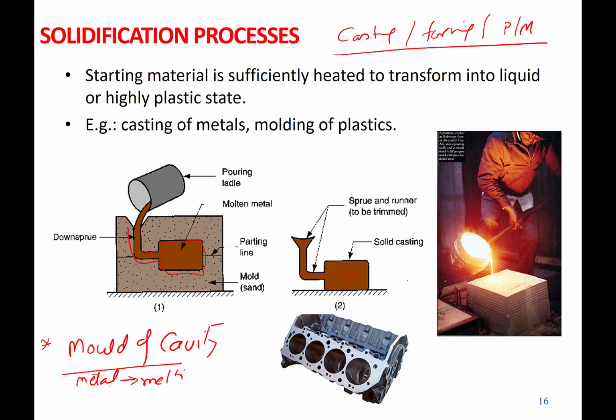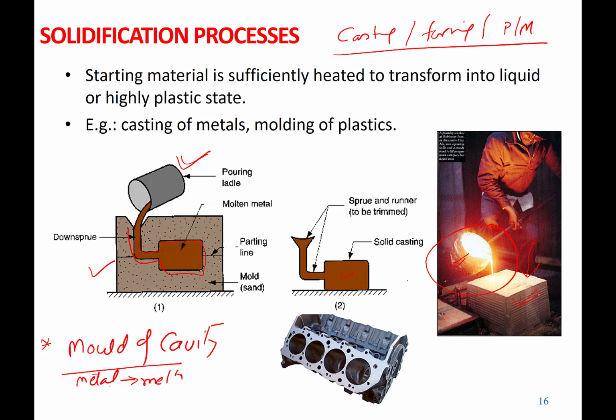So this molten metal, in this diagram you can see the molten metal received from the furnace in this ladle. This is called a ladle. It is being poured into the mold. So this is the mold having the desired cavity, and this is the pouring ladle through which we are pouring the molten metal into the cavity. This is the photograph of the system.